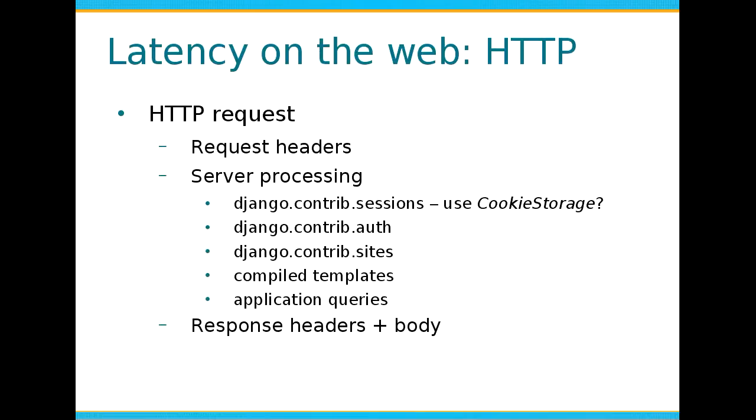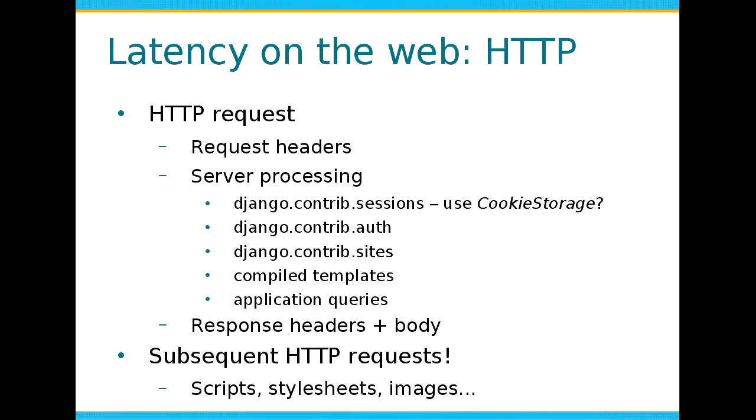Sites: if you're using the sites framework, once again you have to go and look up number one to find out what your site name is and confirm that it exists in the sites table, and go and stick it onto the request as well. Compile templates, application queries, there's all sorts of things that go on in Django before you've even got to your view code to then process the response headers and the body. So, subsequent HTTP requests: you've just done your first request for your index page, and then you've got to go and get your scripts, your style sheets, your images, and all the other bits and pieces that make up your application. So surprise, surprise, there's more stuff to be done.